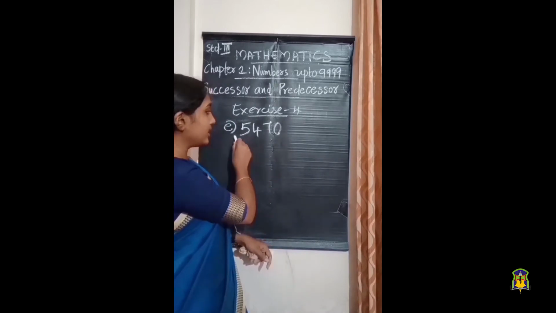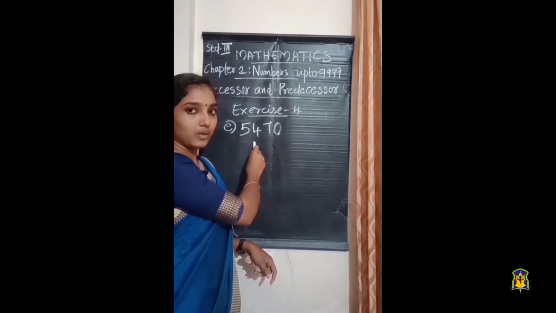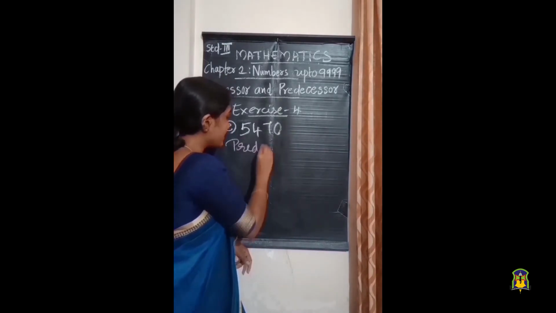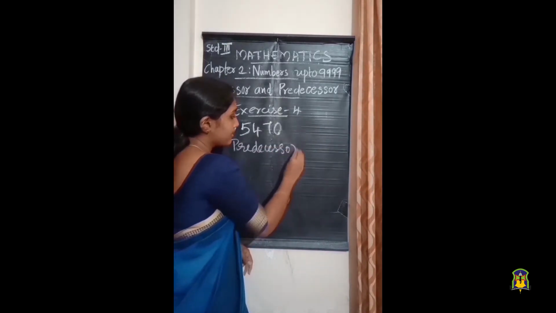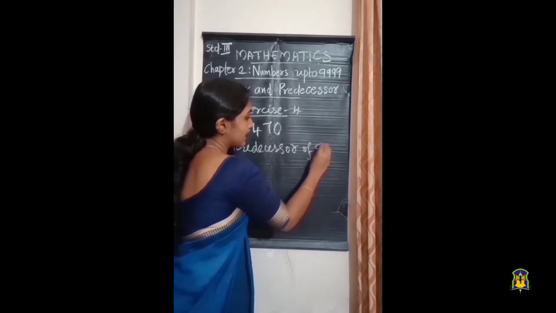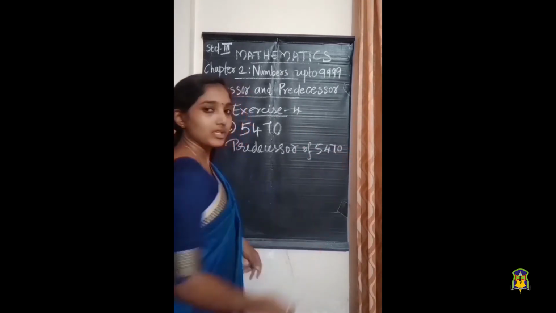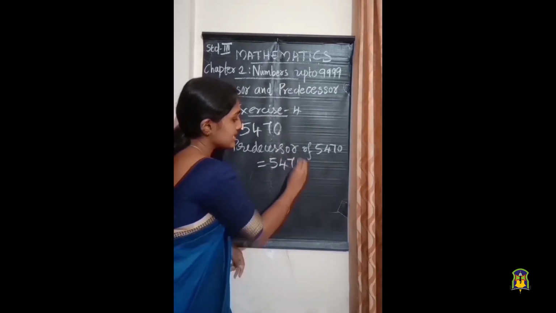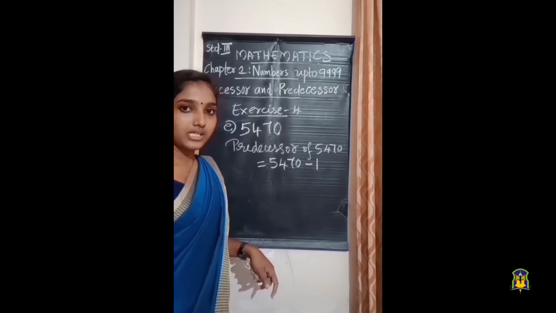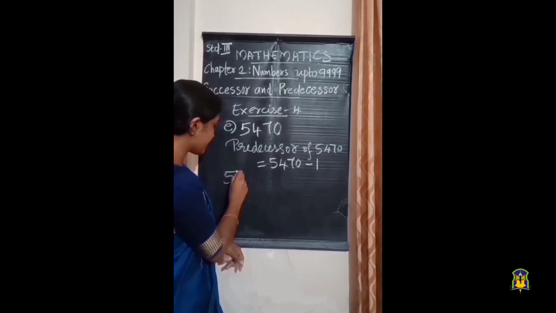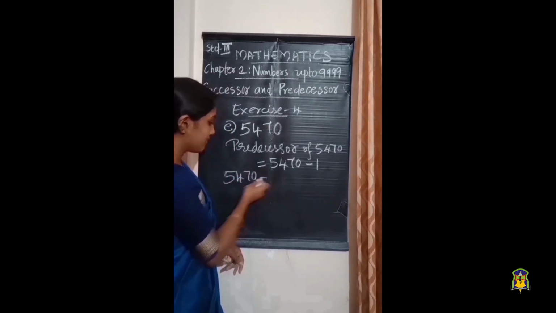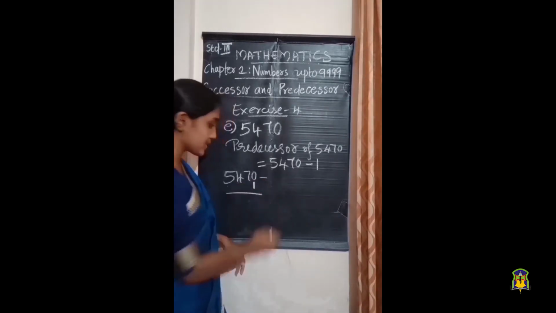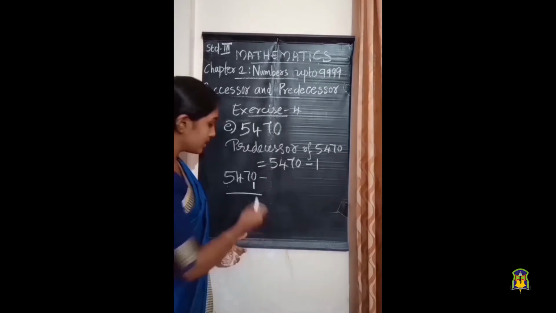Okay. Next, we are moving to our next question. Question number e. And the number given is 5470. We have to find the predecessor of this number. To find the predecessor, what we have to do? We have to just subtract 1 from the number. So, after subtracting, what we will get? 5470 minus 1.